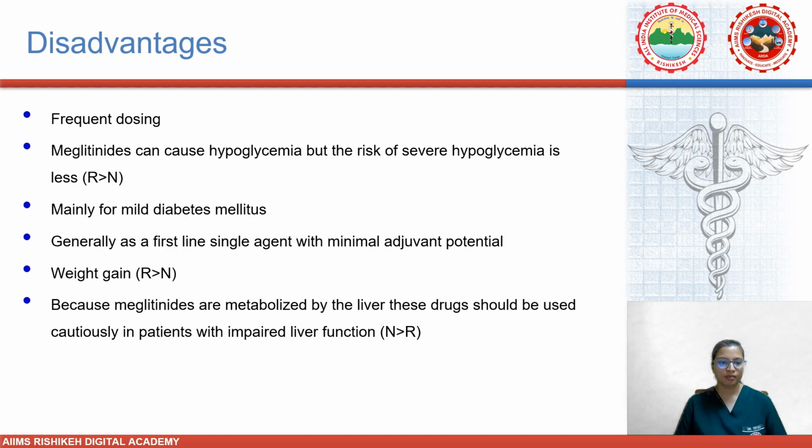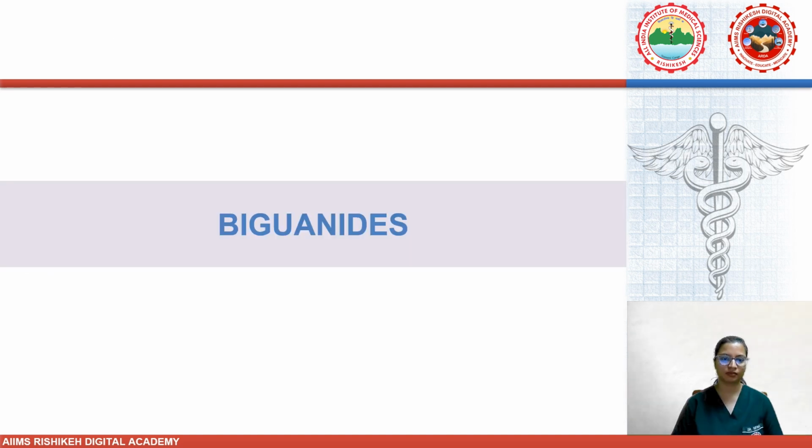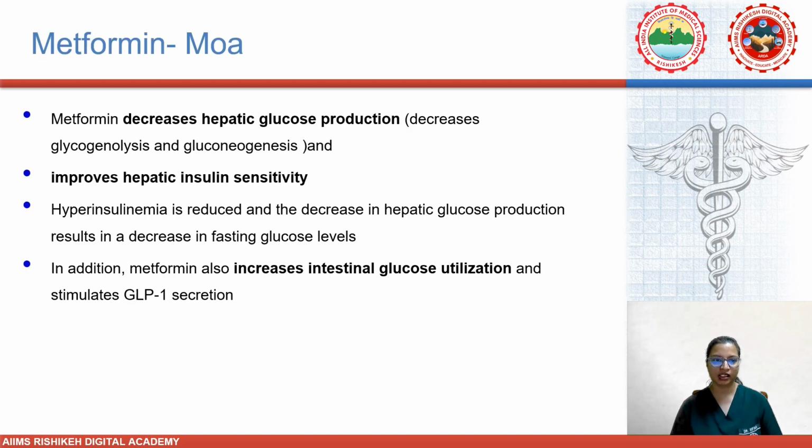Because meglitinides are metabolized by the liver, these drugs should be used cautiously in patients with impaired liver function. So now we are going to discuss biguanides. The drug of this class is metformin. So metformin, how does it act?